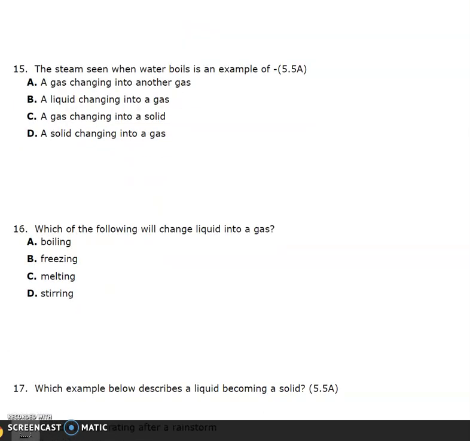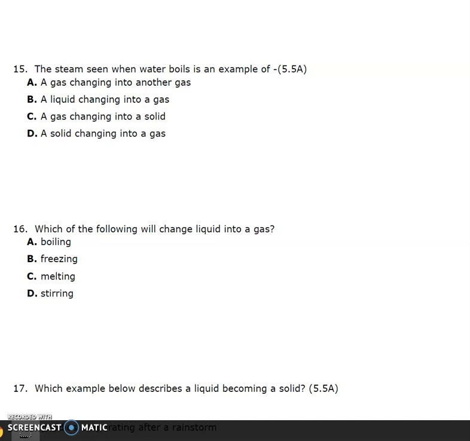Number 15. The steam seen when water boils is an example of A. A gas changing into another gas, B. A liquid changing into a gas, C. A gas changing into a solid, or D. A solid changing into a gas.